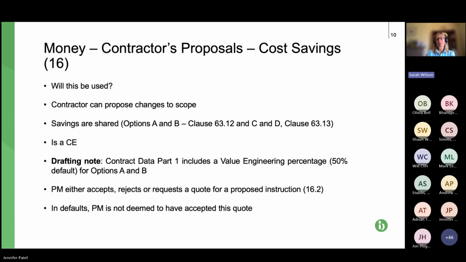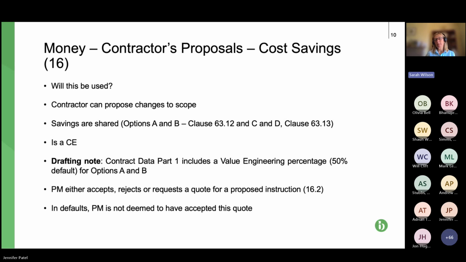So it's basically where the contractor can propose changes to its scope, which would result in a reduction in the cost, and the parties share those cost savings. So if you're under options A or B, fixed price contracts, the savings are shared in accordance with what it says in the contract data. We'll come back to that.